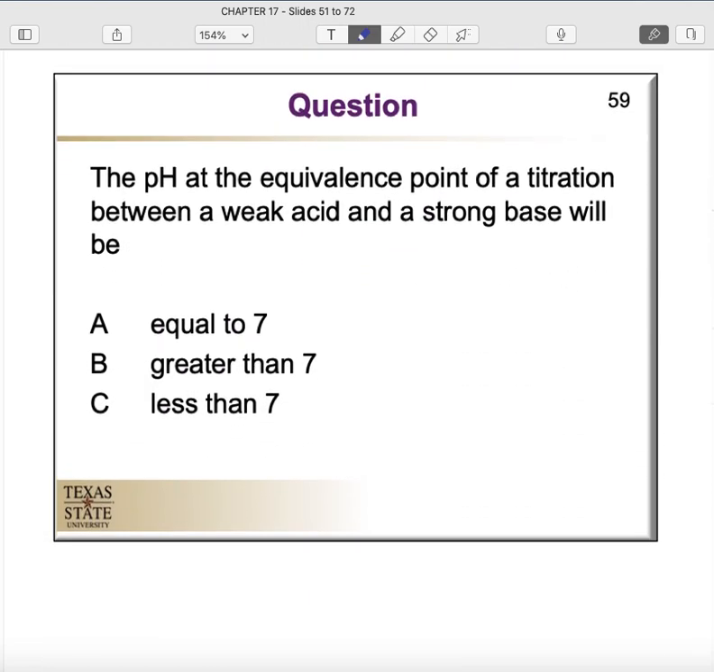The pH at the equivalence point of a titration between a weak acid and a strong base is going to be, well, we just talked about that, and the answer is that it is going to be greater than 7 whenever you have a weak acid titrated with a strong base because of the fact that we are forming a basic salt. Next question.